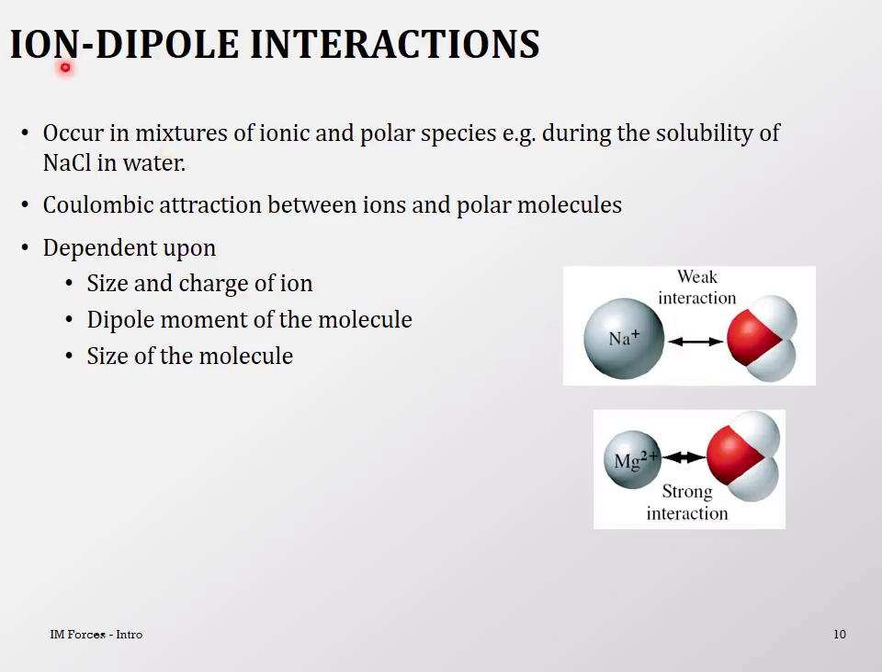When you have ions, ions means you have cations and anions. When you have a dipole, that means you have a partial positive and a partial negative. So the partial positive and partial negative can now start interacting with the cations and the anions.